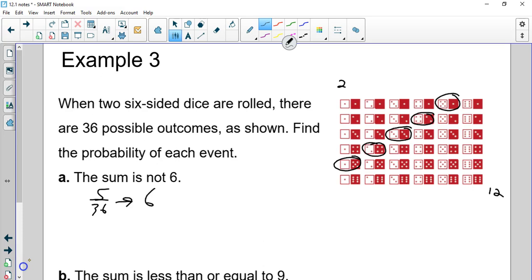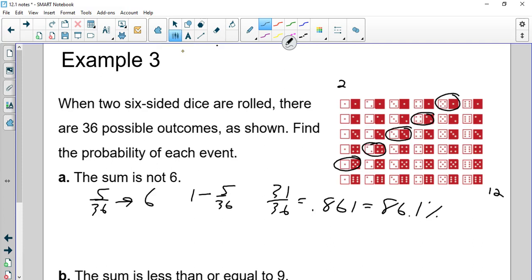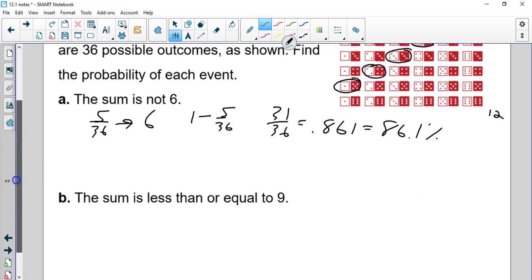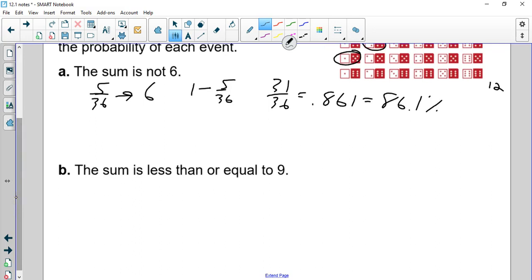But we're looking for not 6. So that would be 1 minus 5 over 36. Sorry, I meant to write minus, I didn't. That's basically going to be 31 over 36, or 0.861, or 86.1%. So there's 36 chances, and 5 of them are the ones you don't want, then 31 is the other, the complement.